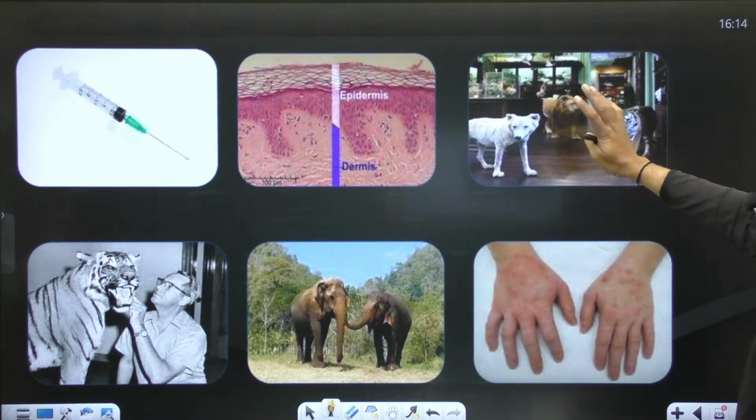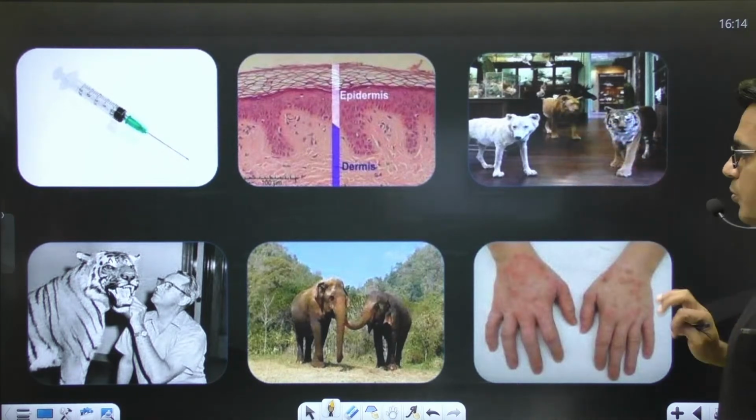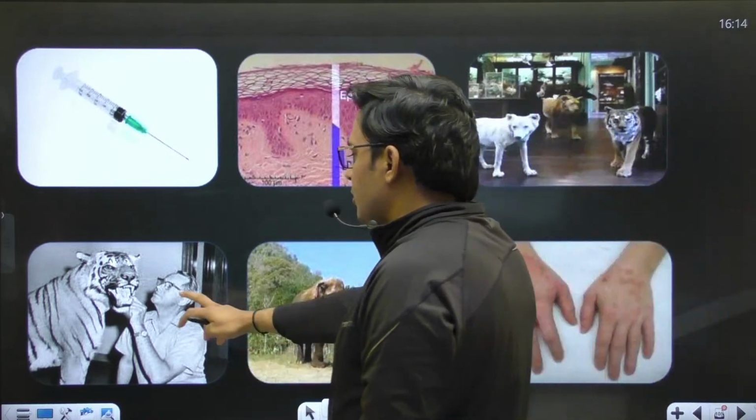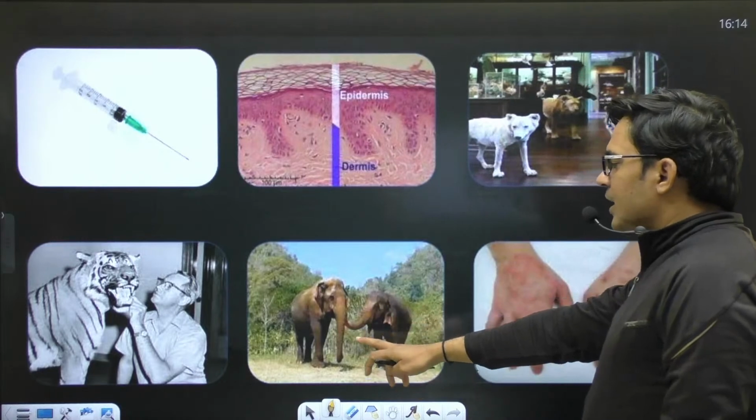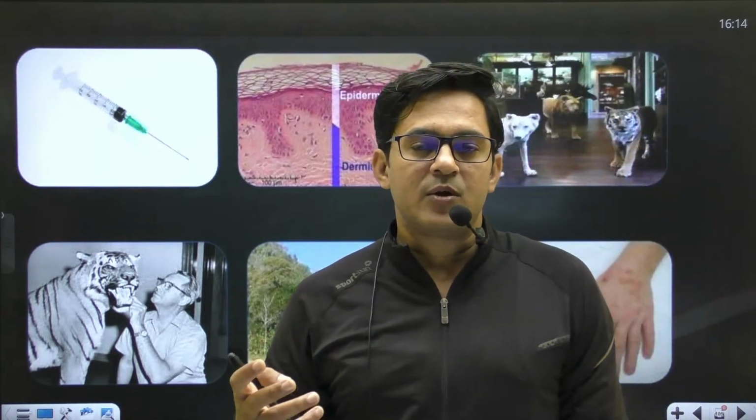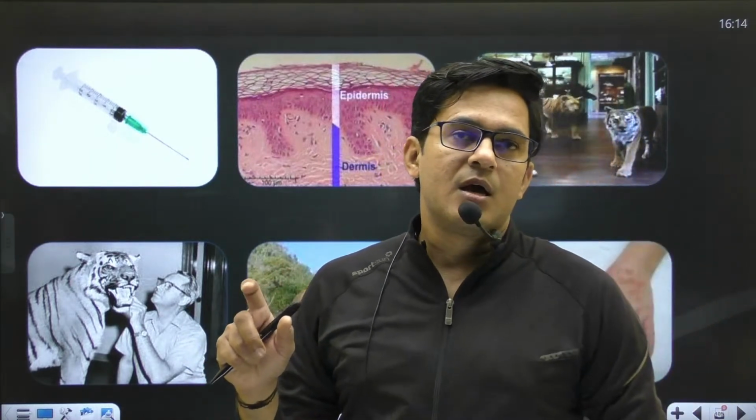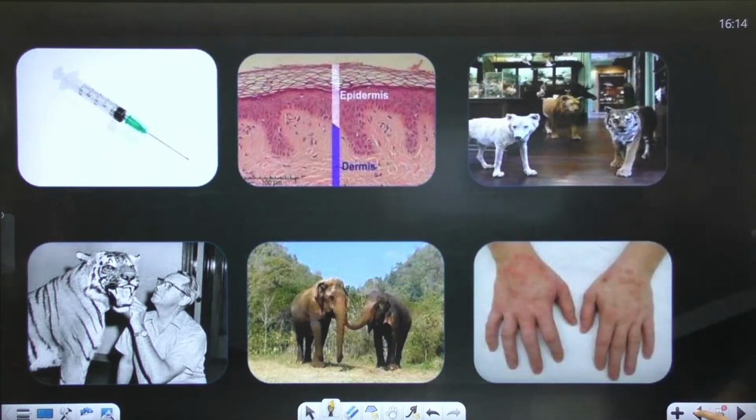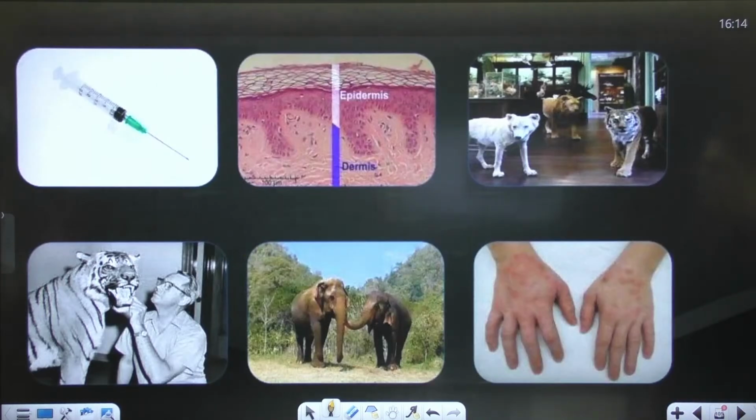So these are dead actually, but after mounting or after stuffing, it is possible, right? So this is also the example of taxidermy. Elephant is something, you can say, an animal which has a thin skin, okay.